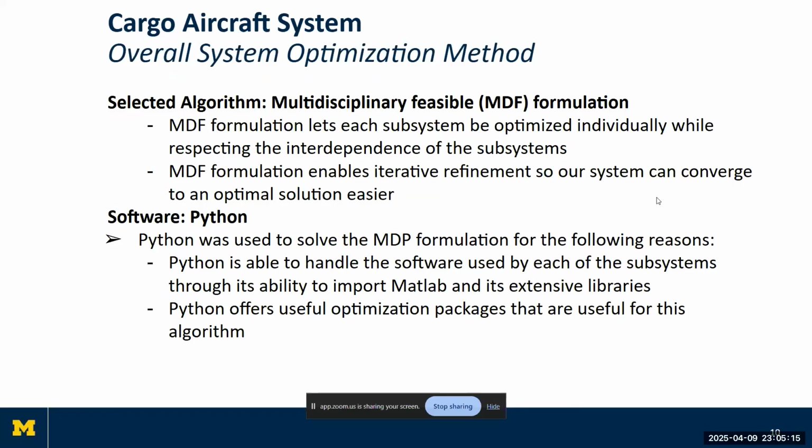Here you can see the optimization method we chose to do for our project. We chose the multidisciplinary feasible formulation because of its ability to optimize individually for our linear system with a few linked variables. The MDF also enables iterative refinement so our system can converge to an optimal solution earlier. We chose to do Python because it allows for us to combine all our systems easier because it is able to import MATLAB, has extensive libraries, and has several useful optimization packages.